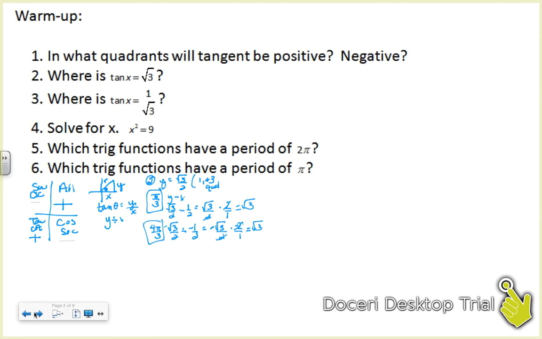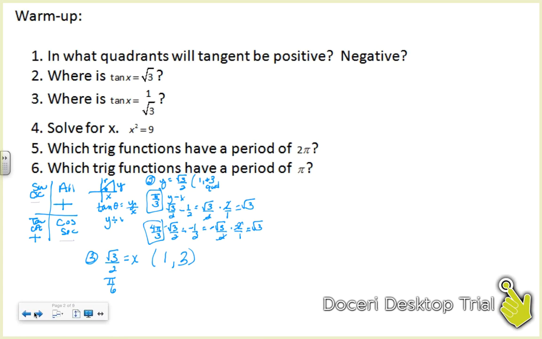If you look at number 3, the square root of 3 has to be on the bottom, which means for number 3, square root of 3 over 2 has to be the x value, because that's the one that's flipped with tangent. So we're still looking at the positive, so we're still going to be in quadrant 1 and quadrant 3. And in quadrant 1, where is the x equal to square root of 3 over 2? And that is at pi over 6.